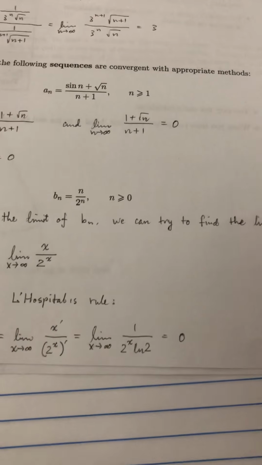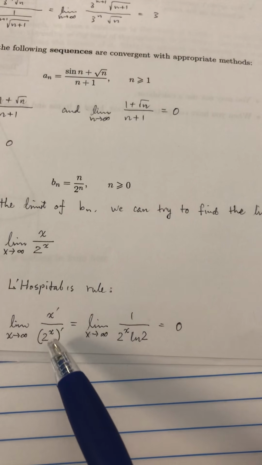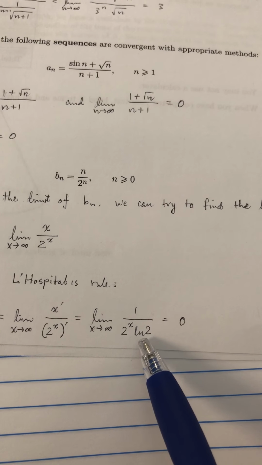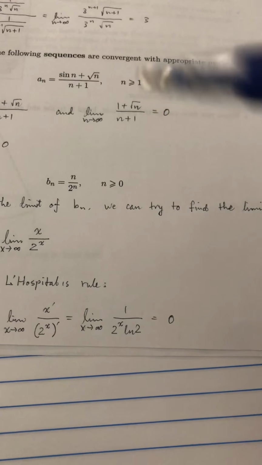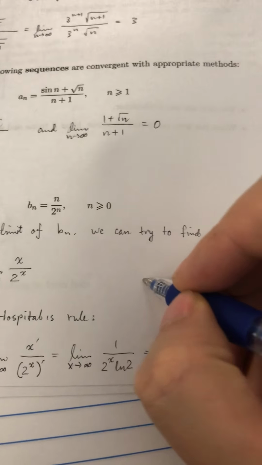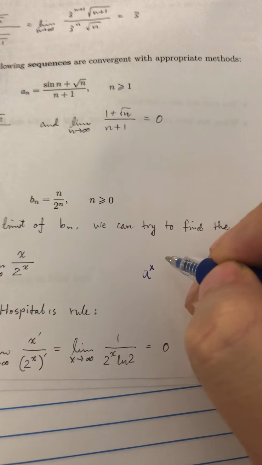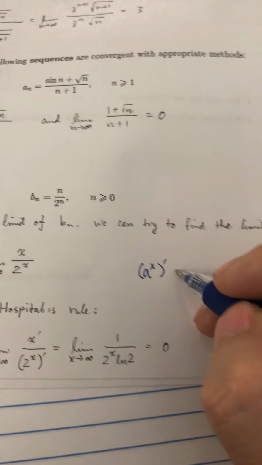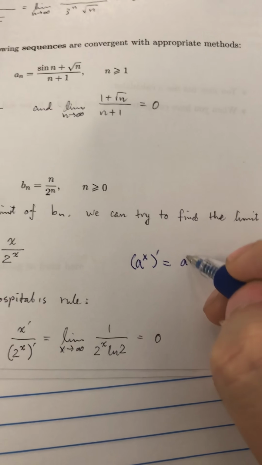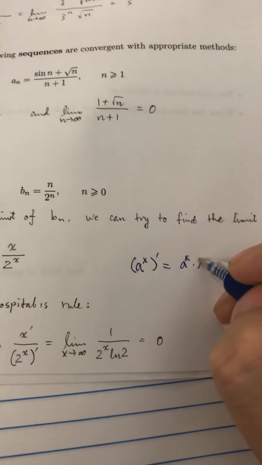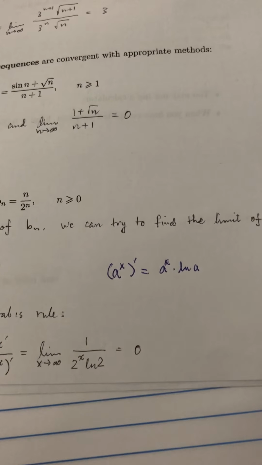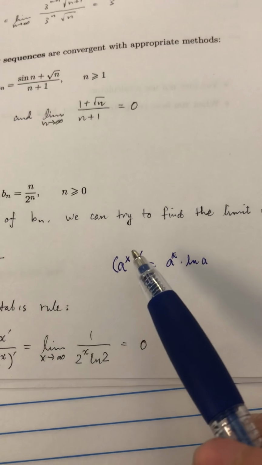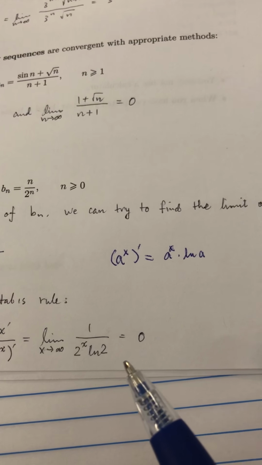Now, the derivative of the numerator is 1. Derivative of the denominator is 2 to the x times log of 2. In case you don't remember the derivative of a to the x, well, a is a constant. I will write it here. It is equal to a to the x times log a. So the derivative of 2 to the x is 2 to the x times log of 2.